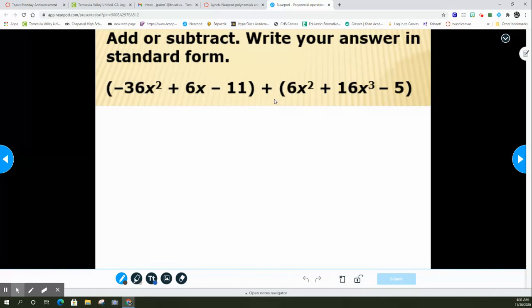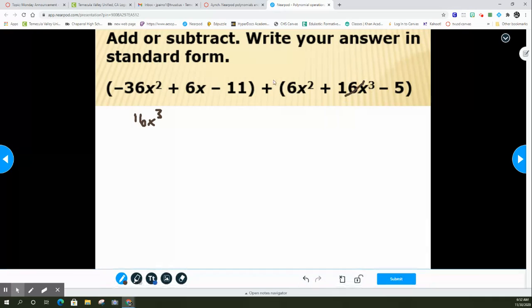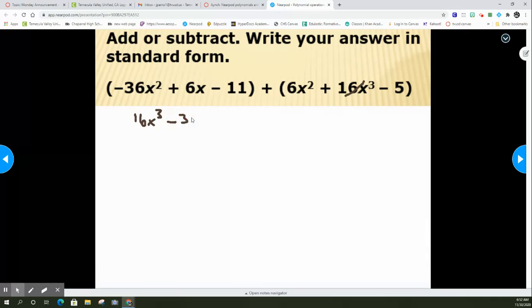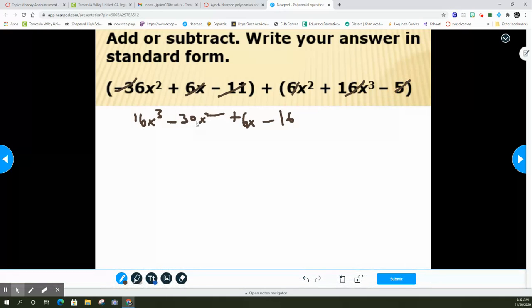Okay, an addition one. So again, a little bit easier. You do not need to rewrite anything. You just start with the largest exponent first, which is 16x cubed. There's only one of those. Then I'll go to my x squared. So I have negative 36x squared plus 6x squared. That's negative 30x squared. Then I have my linear terms, which I only have one, which is 6x. And then I have two constants, negative 11 minus 5 is negative 16. So my final answer is 16x cubed minus 30x squared plus 6x minus 16.